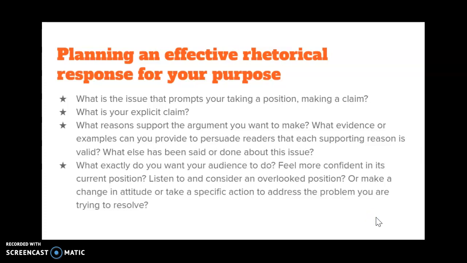What exactly do you want your audience to do? Feel more confident in its current position? Listen to and consider an overlooked position? Or make a change in attitude or take a specific action to address the problem you are trying to resolve?